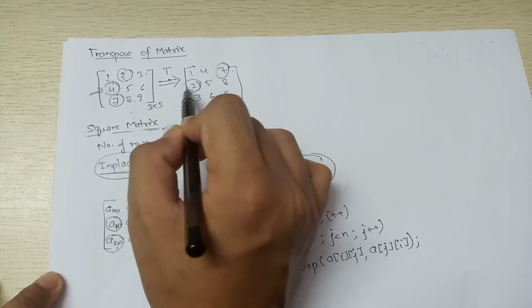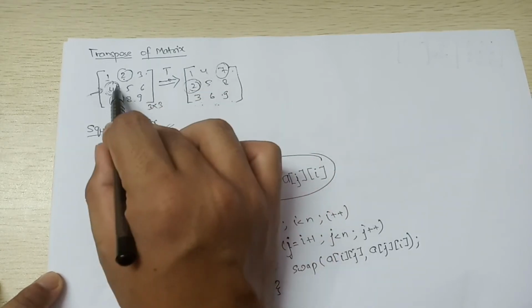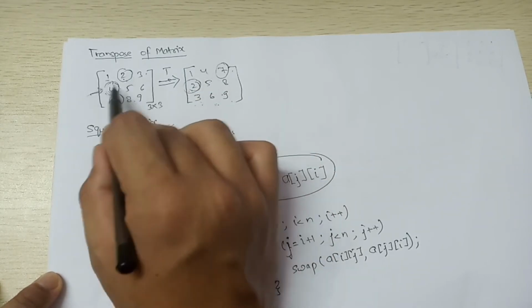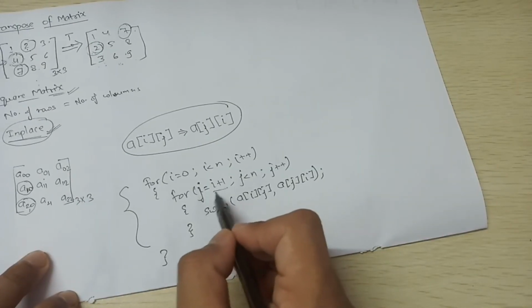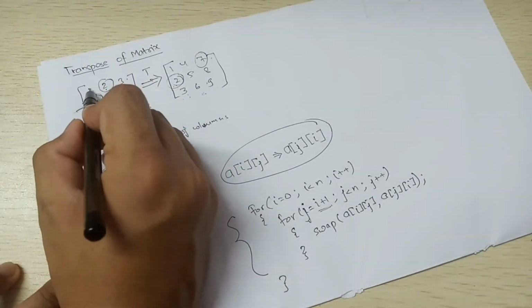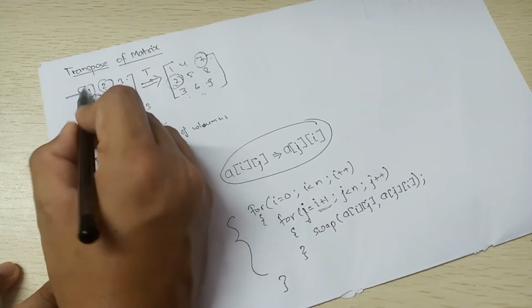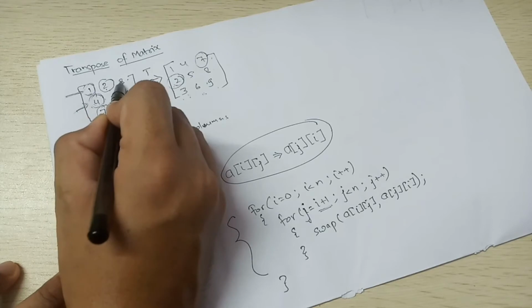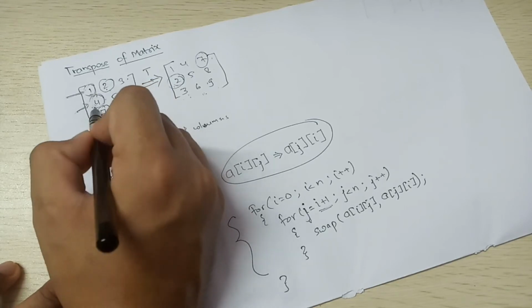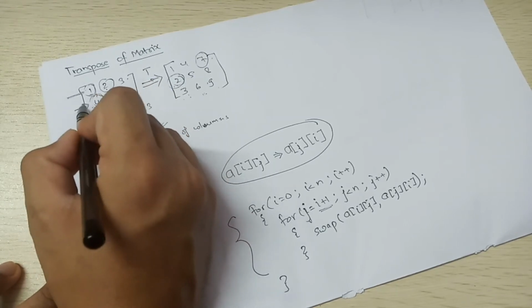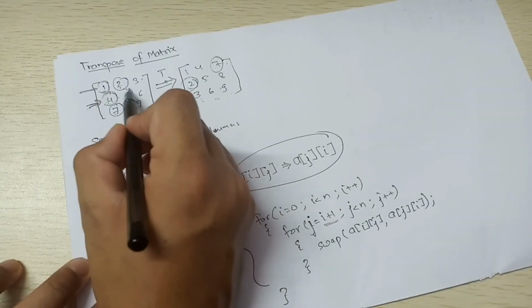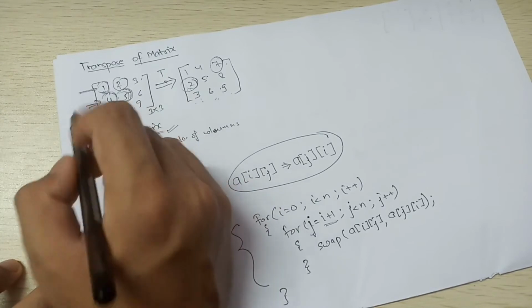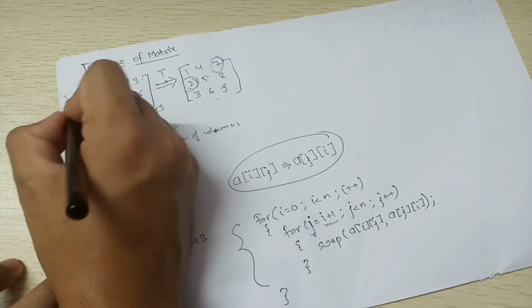We do not want to swap it again. If we do that, then it will again come to the original position. That's why we start the jth loop with i plus 1. So first it will come to this point, then it will swap 2 with 4. At the next row, the jth starts with this element, because i is 1, so i is 0 for this.